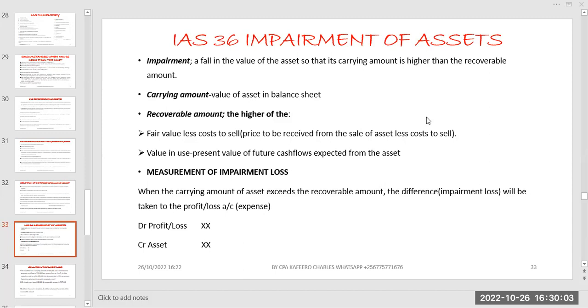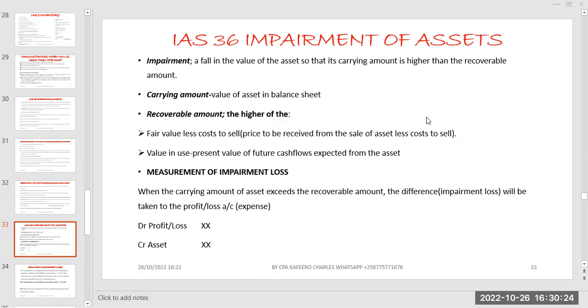Then maybe talking about depreciation. You are spreading the value of the asset over its useful life. You'll be writing off a certain amount every year, but the whole cost is spread throughout the useful life of the asset.